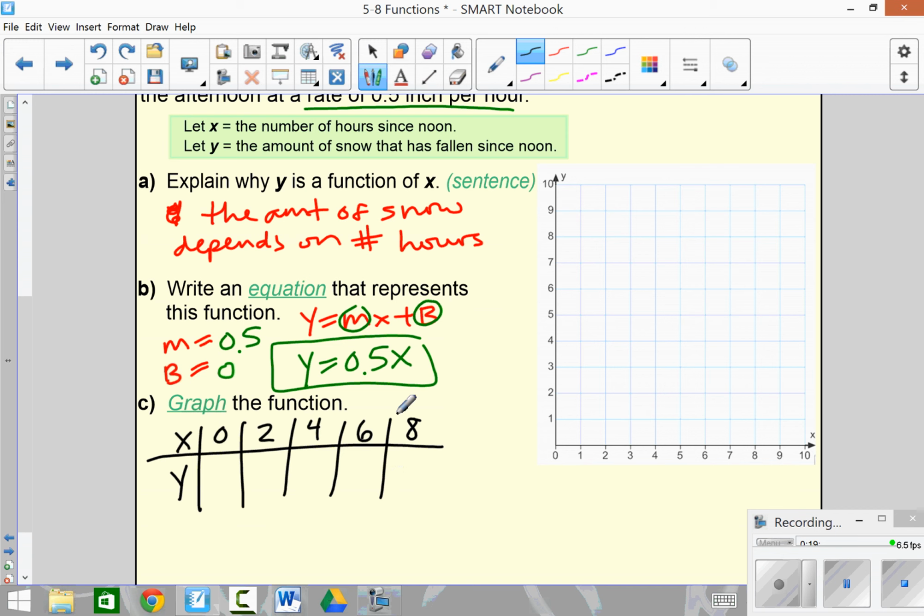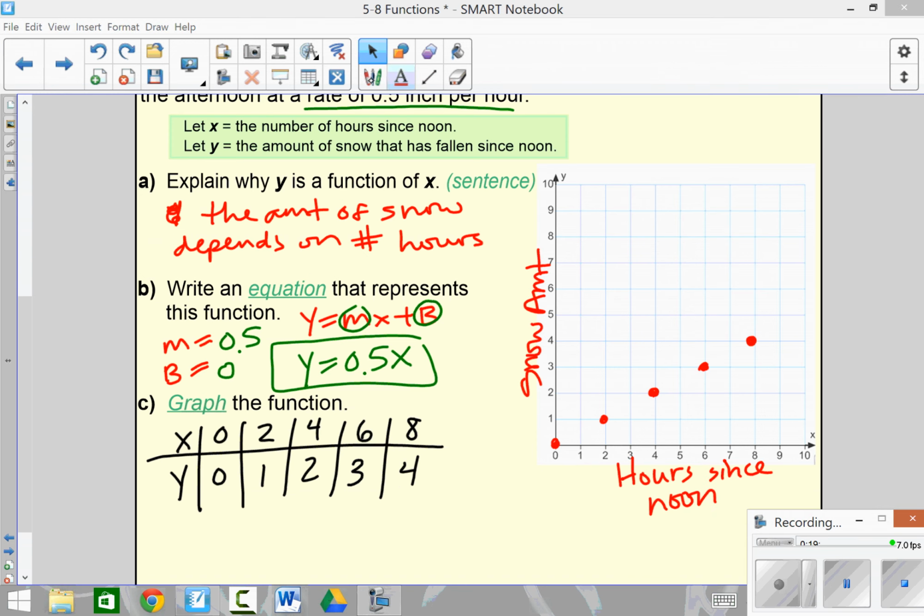Let's see how much snow is after each one of these hours. So at 0 hours, 0.5 times 0 is 0. 2 hours, 0.5 times 2 is 1. 4, 0.5 times 4 is 2. 0.5 times 6 is 3. And 8, 0.5 times 8 is 4. Go ahead and put the points from the table onto the graph. And then you can unpause and we'll do a summary.